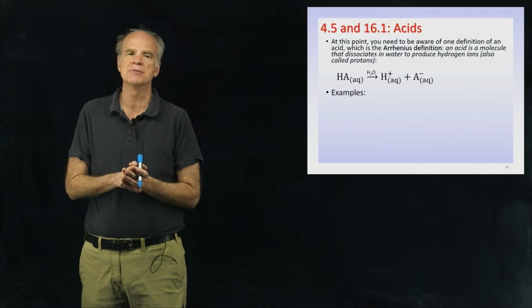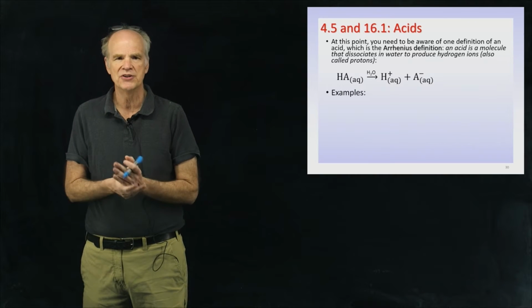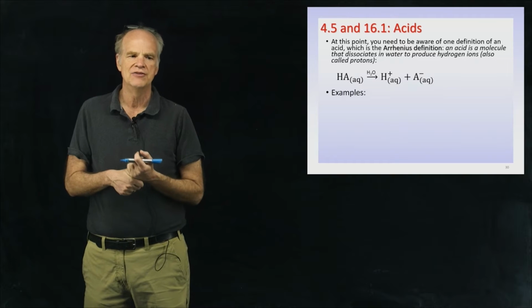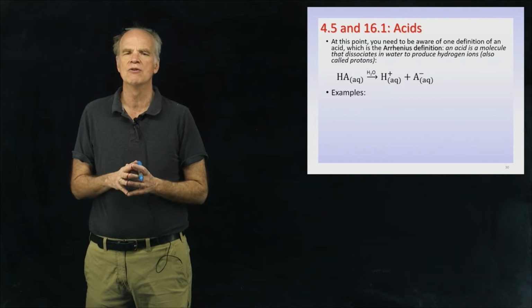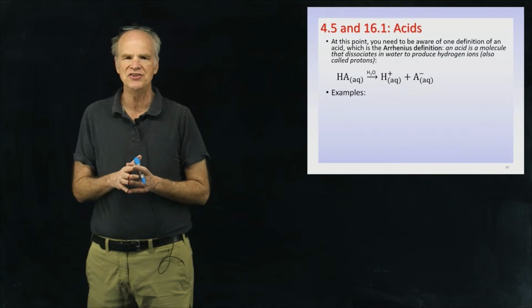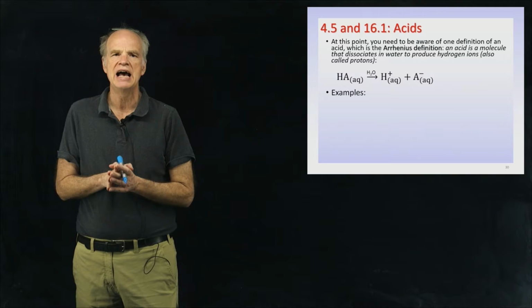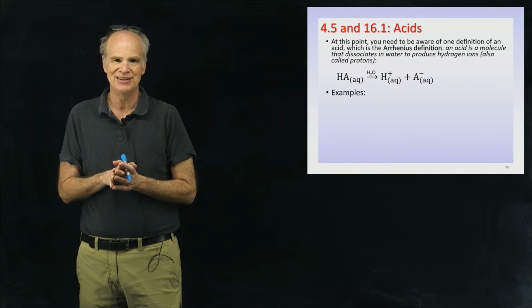And so first thing I'm going to be doing is talking about acids. If you want to read about this in your book, it can be found in section 4.5 and 16.1. So again, let's just talk a little bit about what acids are. Acids are molecules or compounds that when added into water dissociate to produce hydrogen ions.